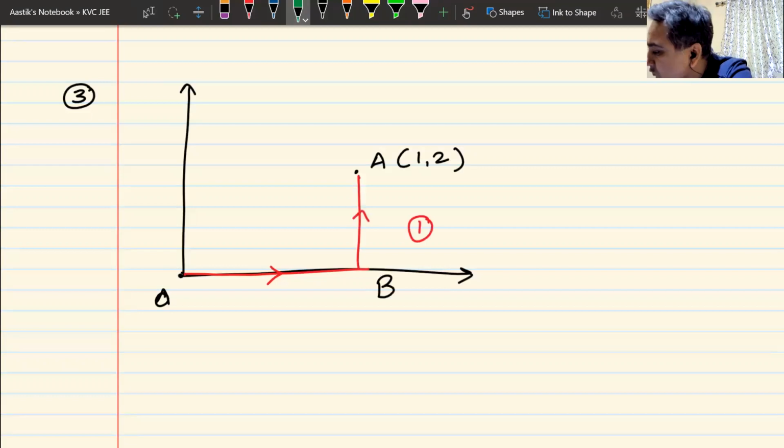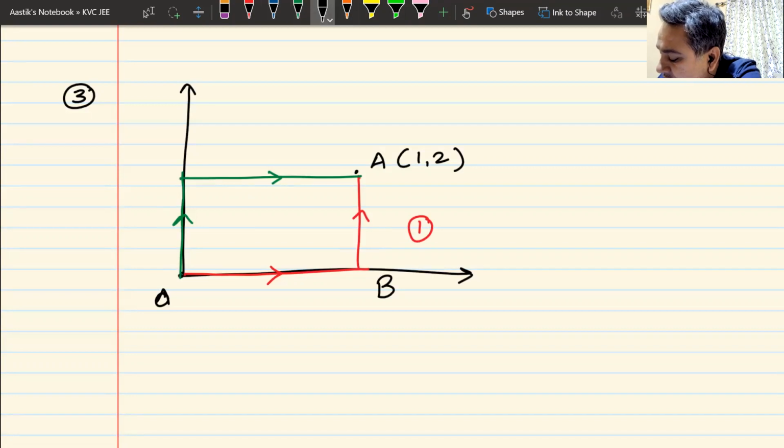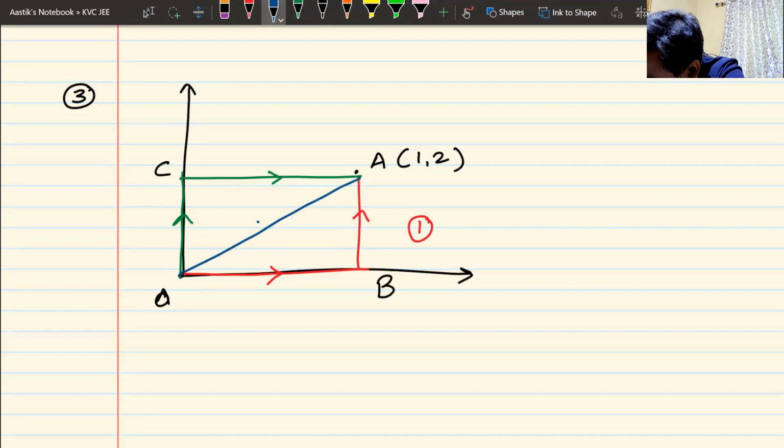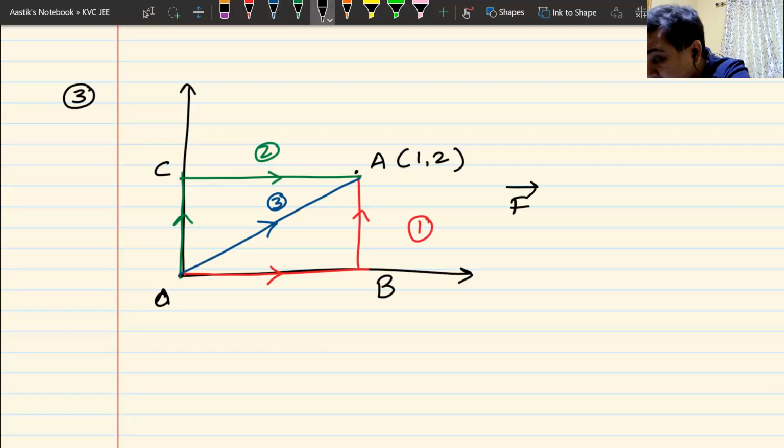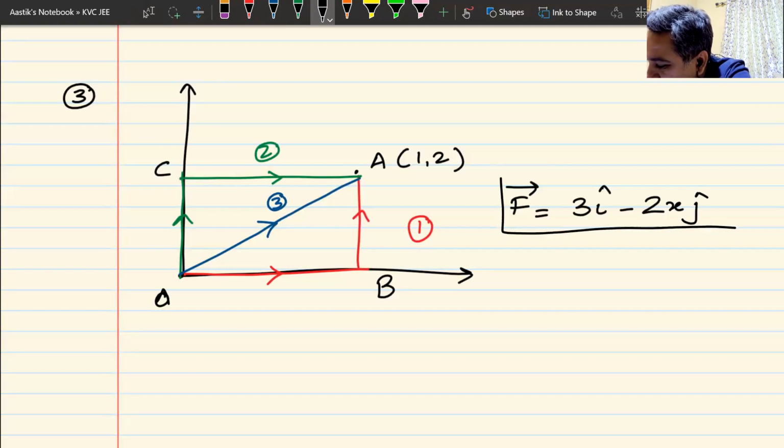Path number 2, which is the green path, goes like this. First up, then horizontal. Let me call this point point C. And our revolutionary path number 3 just goes like this. It looks like the same question. No, it is not the same question because I am going to change the force. The force now becomes 3i minus 2xj.